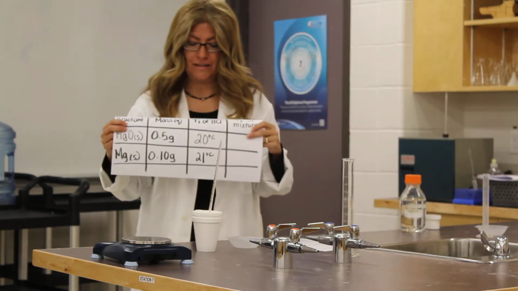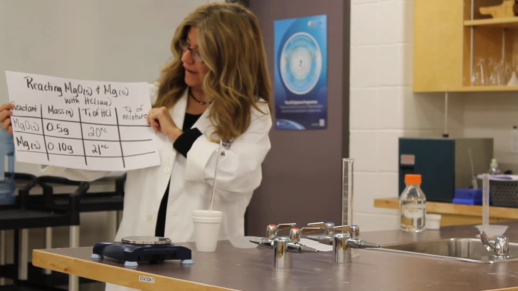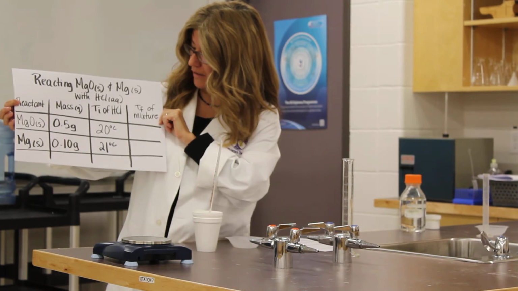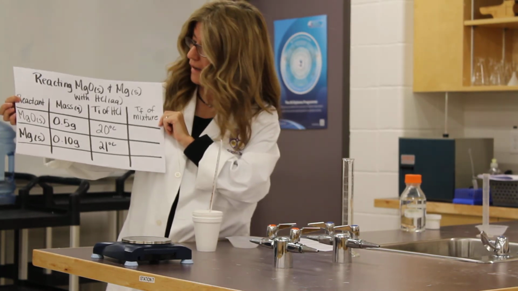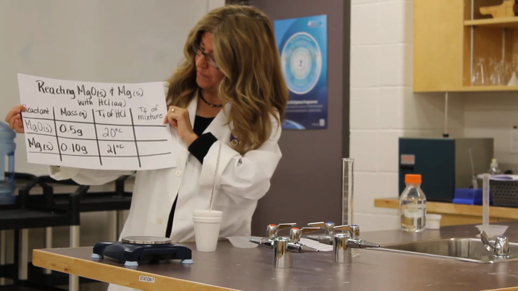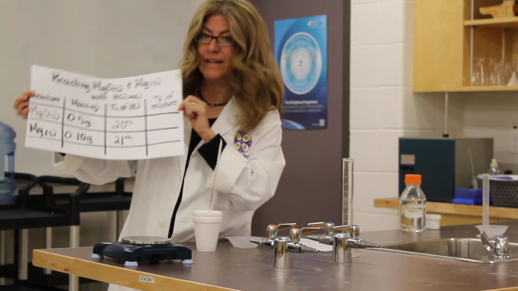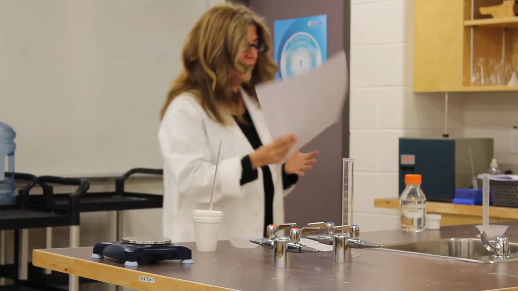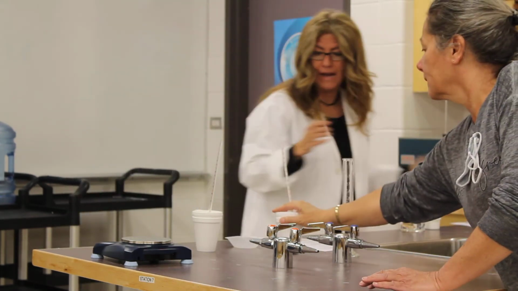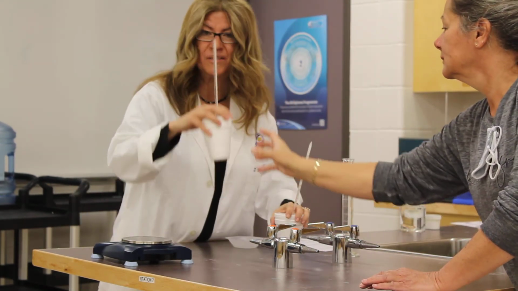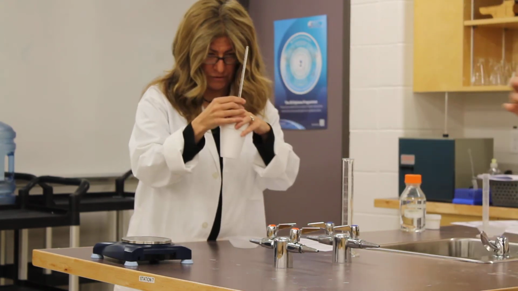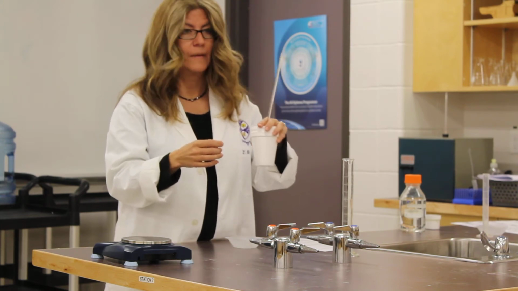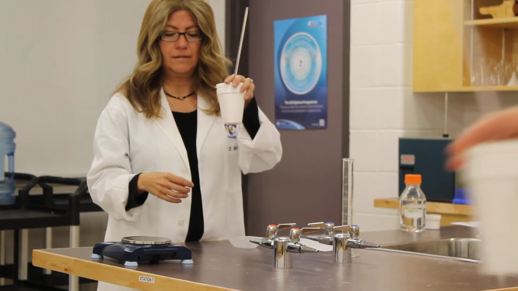I have just our table of data. I have the reactant, magnesium oxide, along with the mass of the magnesium oxide and the initial temperature of the hydrochloric acid. And I also have the magnesium strip, the mass of the magnesium strip, and the initial temperature of the hydrochloric acid. So we're going to let this react. Give me that one. And this one is bubbling, so we should stir it. Yes, we should stir it. I'll just do the same thing. Okay, she's just doing this kind of stirring.